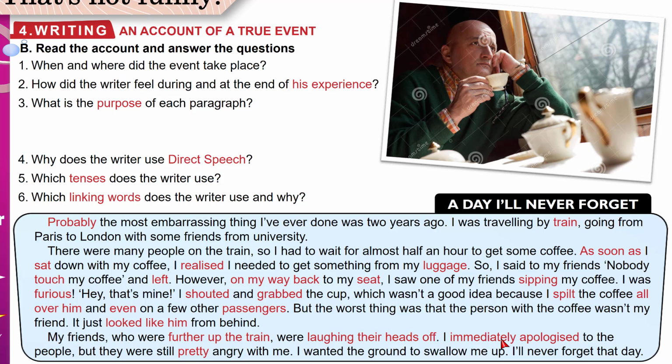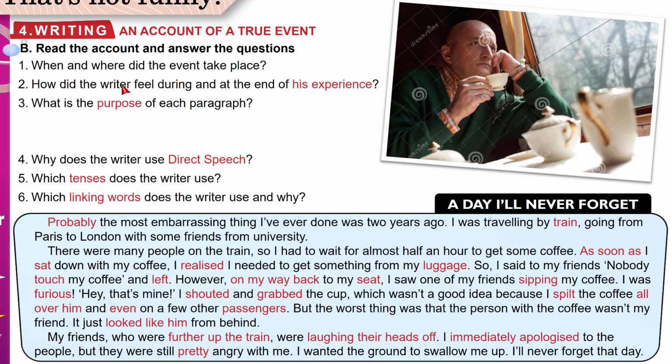I immediately, without delay, apologized, said that I was sorry to the people, but they were still pretty angry. Pretty means very. What is the difference between pretty angry and very angry? Very is stronger. Pretty means not that much. With me, I wanted the ground to swallow me up. I was embarrassed. I'll never forget that day.